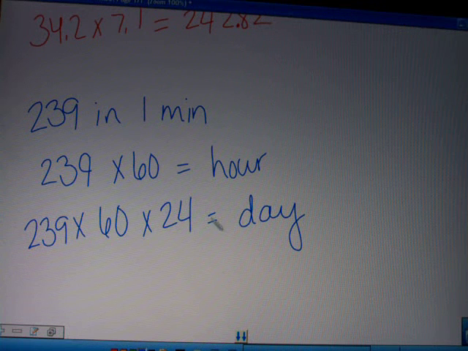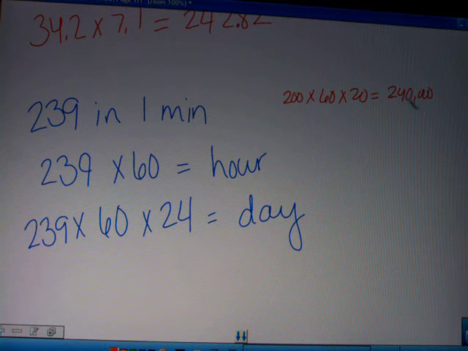So here we're multiplying some pretty big numbers. Anytime I'm multiplying some pretty big numbers, I'm going to want to take a little moment to do some estimating. So let's say 200 times 60 times 20. That's a lot easier to multiply in my head, and that gives me about 240,000, which is a lot. I don't have to worry about decimals, but I have an idea as to how big of a number I'm looking for here.